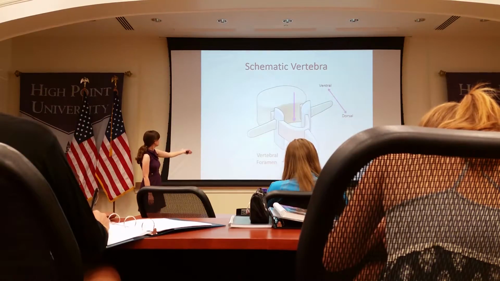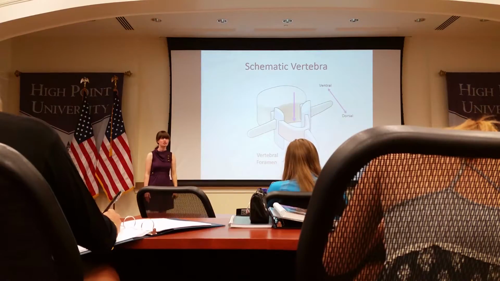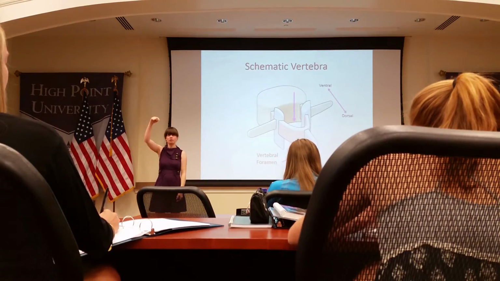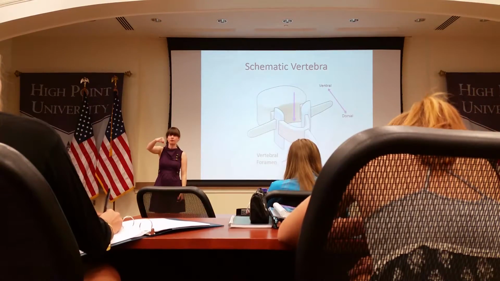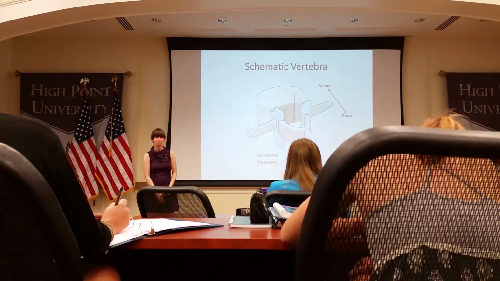So this hole right here is called the vertebral foramen. And as you can imagine, if you strung all these things together like a necklace, like you have in a typical spine, that vertebral foramen is just continuous all the way through. And that's what your actual spinal cord is running through. Okay.